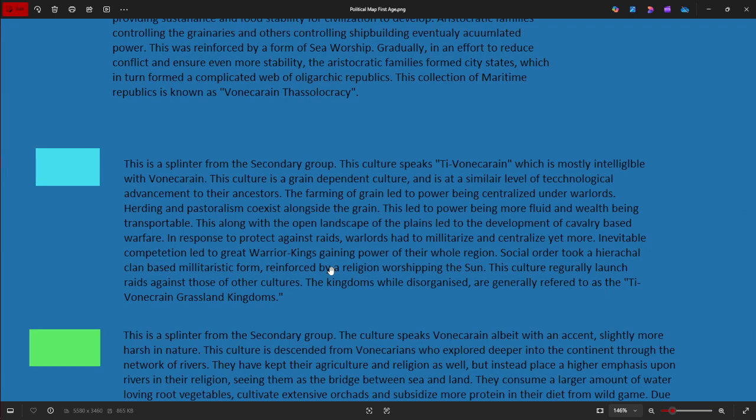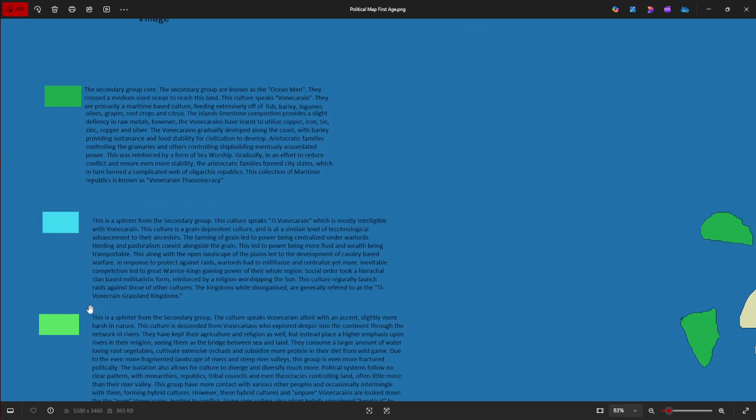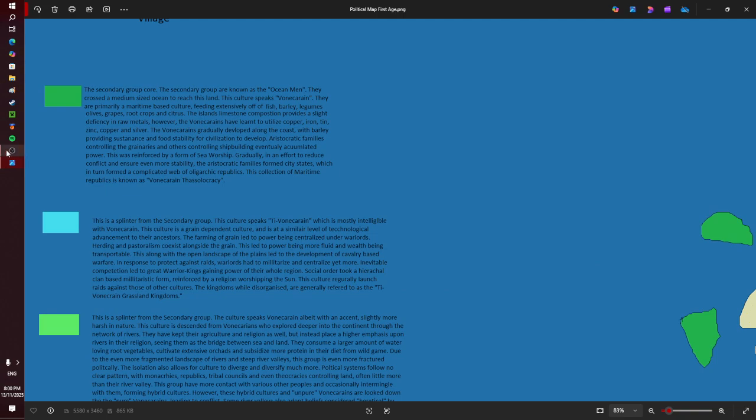These people have a hierarchical social structure, and there are different levels of initiation, and a lot of it is based around martial ability and how good they are at fighting. We also have a religion worshipping the sun, and there's a bit of king worship mixed up with it. These people commonly raid all the other peoples around them, and they are called the Thai Vinay Karen Grassland Kingdoms. Yeah, not the best name.